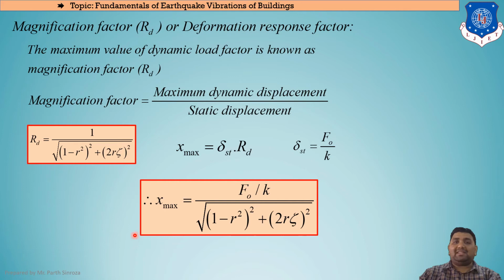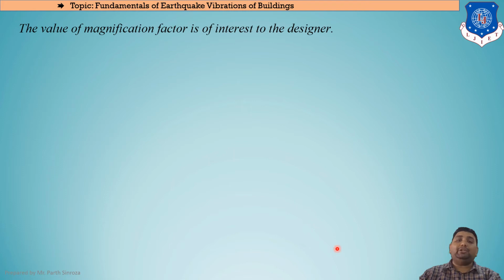So the equation for x max can be written as f0 by k, whole divided by under root of (1 minus r square) the whole square plus (2 r zeta) square. In your numericals, it has been asked to find the value of Rd or the value of x max. So these two equations are most important as far as your numericals are concerned. Clear?